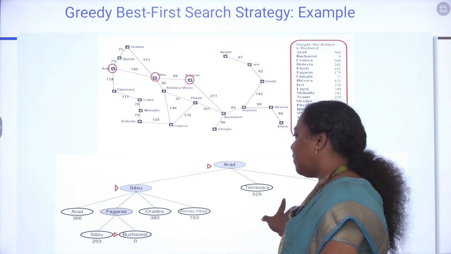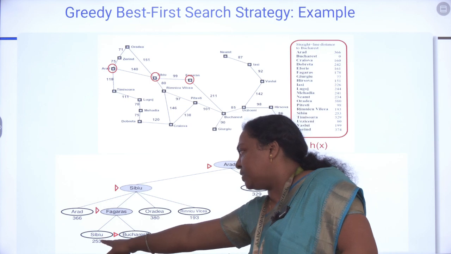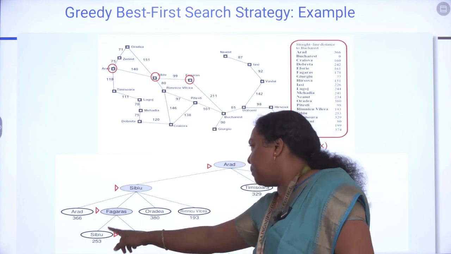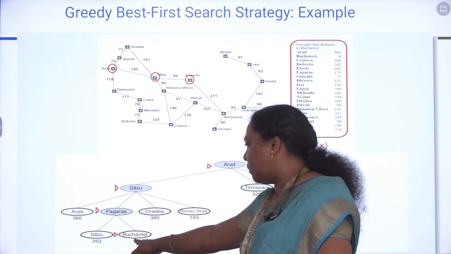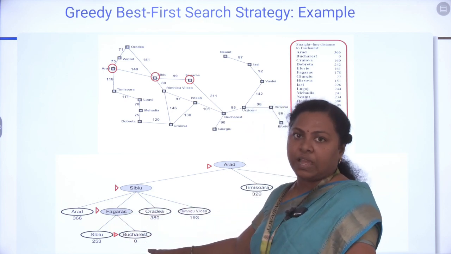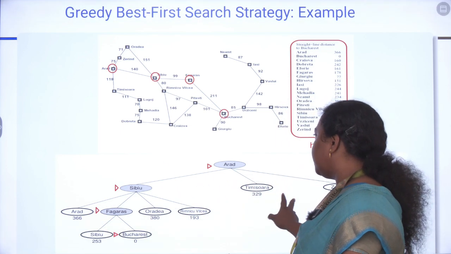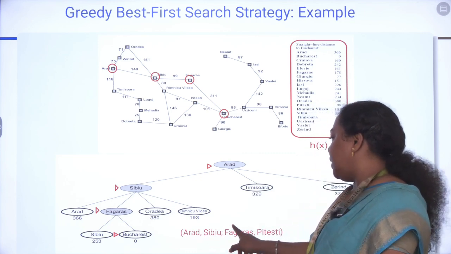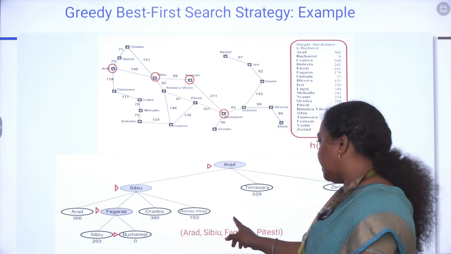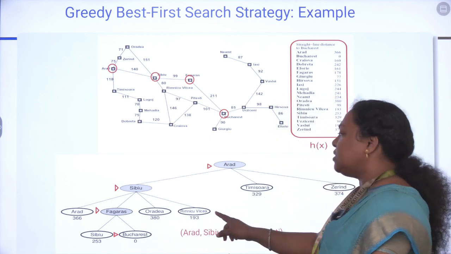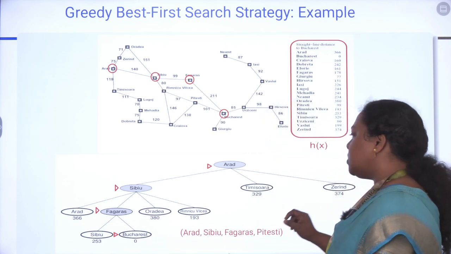proximity here. So Fagaras has been selected, and that node has been expanded, which gives Sibiu and Bucharest. Sibiu is already the parent of Fagaras, so that will be ignored, and Bucharest is the destination where we have to reach. So the path that is helpful for us to reach is Arad, Sibiu, Fagaras and Bucharest. Actually, it is not Pitesti, it is the Bucharest. So this is not an optimal one.